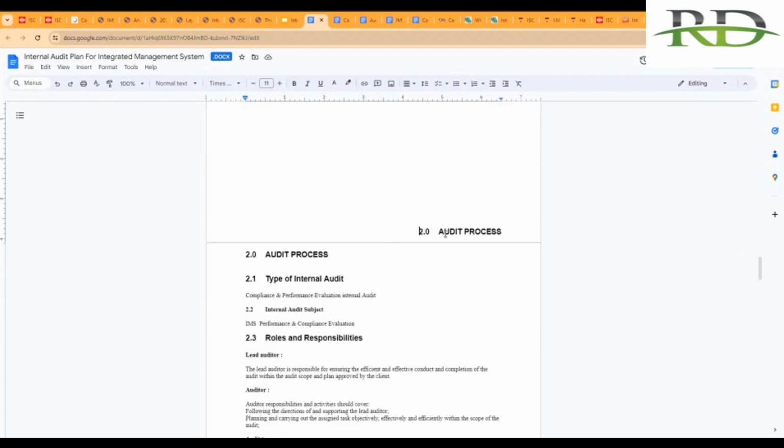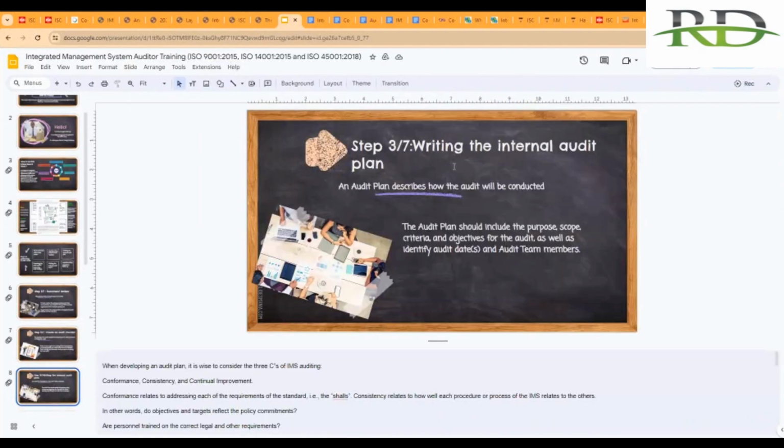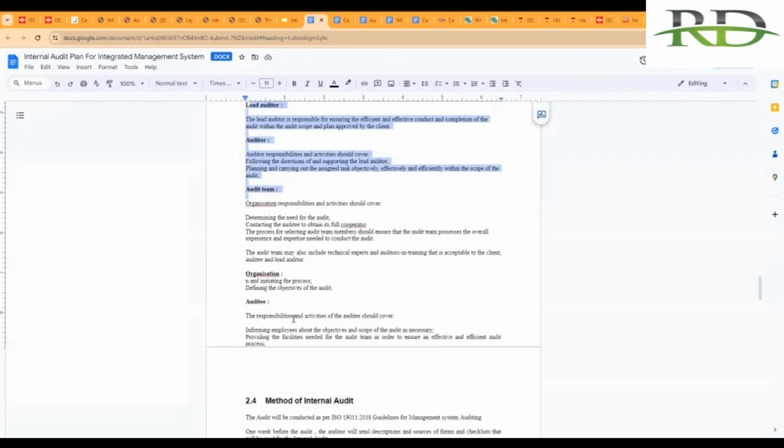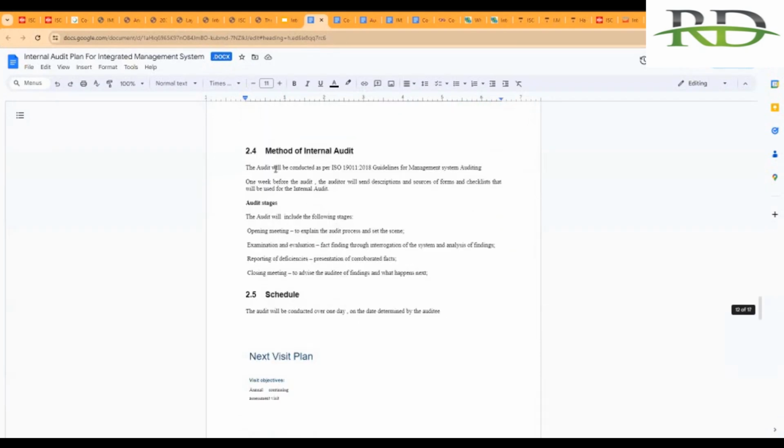The second part of the audit plan, at this point, we are now discussing writing an audit plan, okay, describing how the audit is going to be conducted. And then, of course, this is going to be a compliance and performance evaluation audit. In the audit process, you also have to list down the roles and responsibilities. Who is going to be doing what during the audit, okay? This does not change, it's always the same.